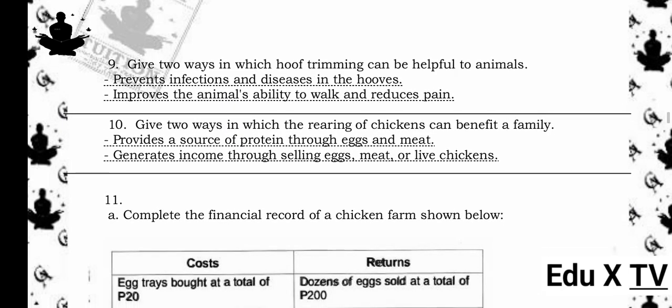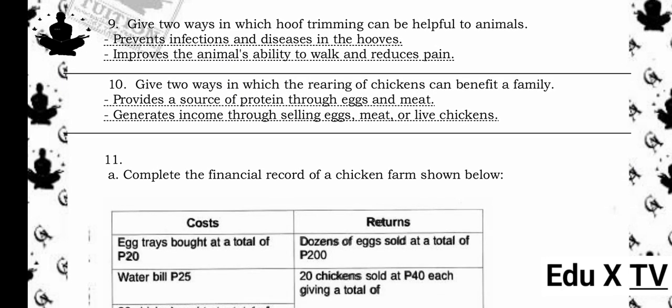9. Give two ways in which hoof trimming can be helpful to animals. Prevents infections and diseases in the hooves. Improves the animal's ability to walk and reduces pain. 10. Give two ways in which the rearing of chickens can benefit a family. Provides a source of protein through eggs and meat. Generates income through selling eggs, meat, or live chickens.